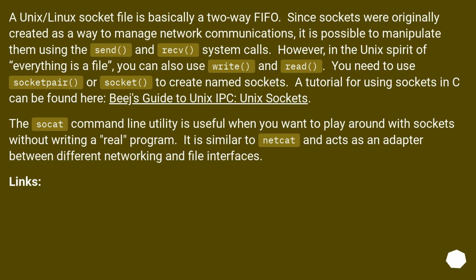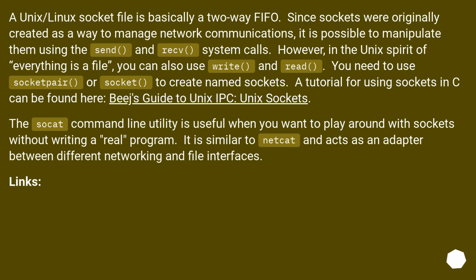A Unix/Linux socket file is basically a two-way FIFO. Since sockets were originally created as a way to manage network communications, it is possible to manipulate them using the send and read system calls. However, in the Unix spirit of everything is a file, you can also use write and read. You need to use socketpair or socket to create named sockets.